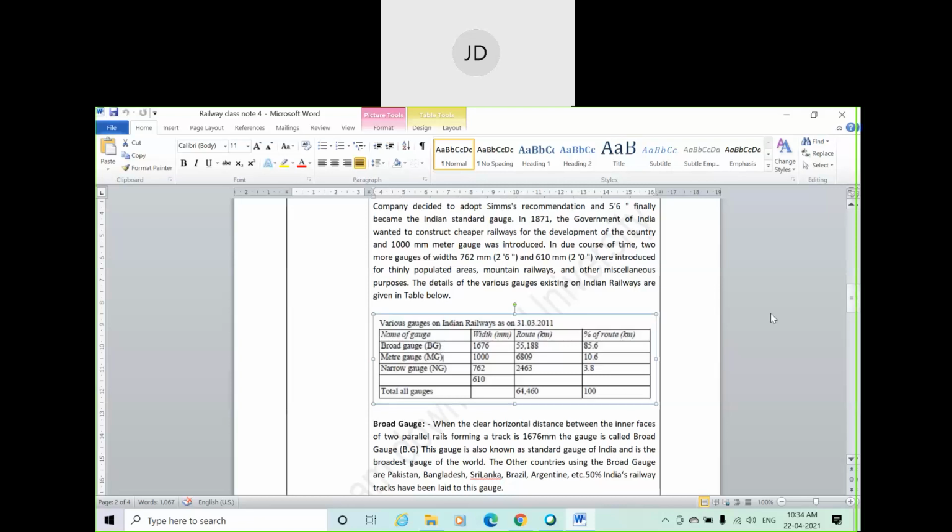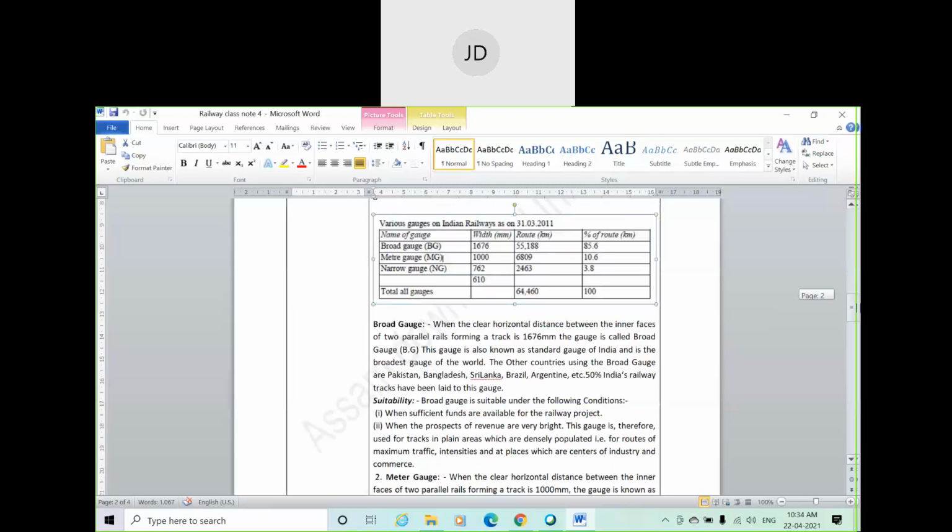Now we are going to discuss broad gauge, meter gauge, and narrow gauge specifically. That means the meaning of broad gauge, the background of that particular gauge, and in which condition it is used. Here you can see the basic definition of broad gauge: when the clear horizontal distance between the inner faces of two parallel rails forming a track is 1676 millimeter, the gauge is called broad gauge.